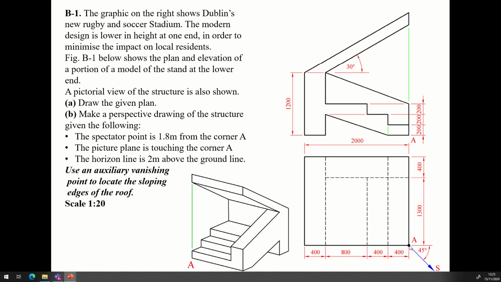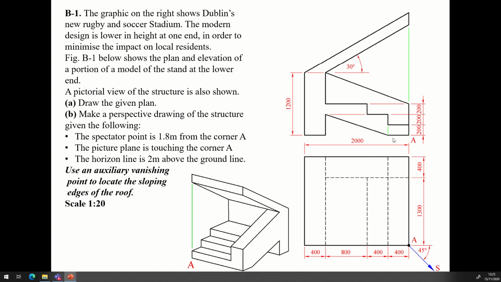So corner A is our bottom corner here. The picture plane is touching corner A and the horizon line is 2 meters above the ground line. So we know our spectator is going to be 1.8 meters away from that. Scaled at 1:20, that means that we have this here and just add our zeros to convert it to millimeters. So that's 90 millimeters. So from A, we come 90 millimeters to find our spectator point, and our spectator height is going to be 100 millimeters above the ground line. So that is going to give us our basic setup.